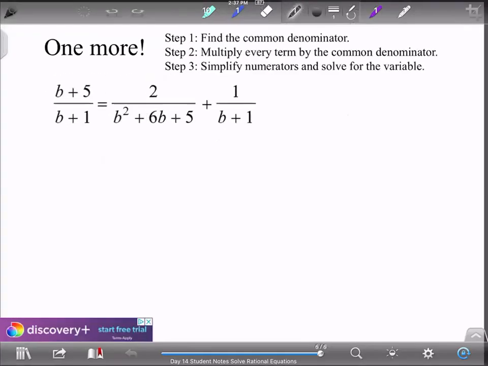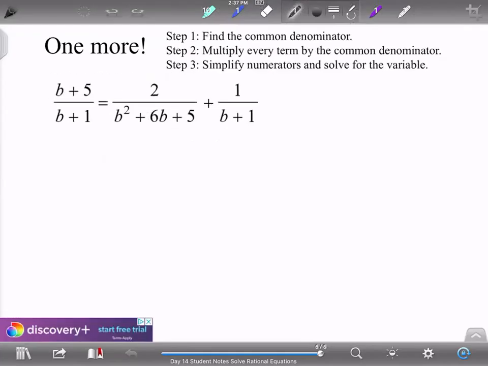All right, we've got one more. First thing we're going to do is find the common denominator. In order to find the common denominator, I'm going to need you to factor the quadratic that is in the current denominator. So take a moment and factor the b squared plus 6b plus 5 to find the two factors.